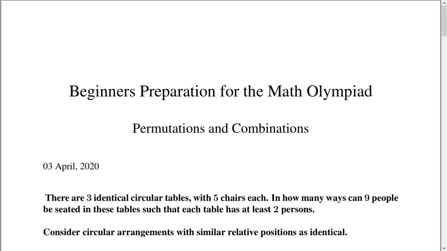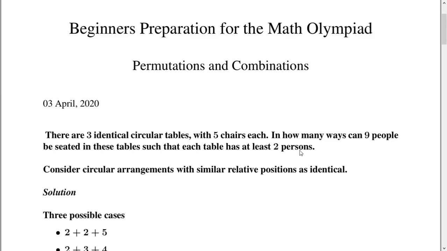There are three identical circular tables with 5 chairs each. In how many ways can 9 people be seated in these tables such that each table has at least 2 persons? Consider circular arrangements with similar relative positions as identical.